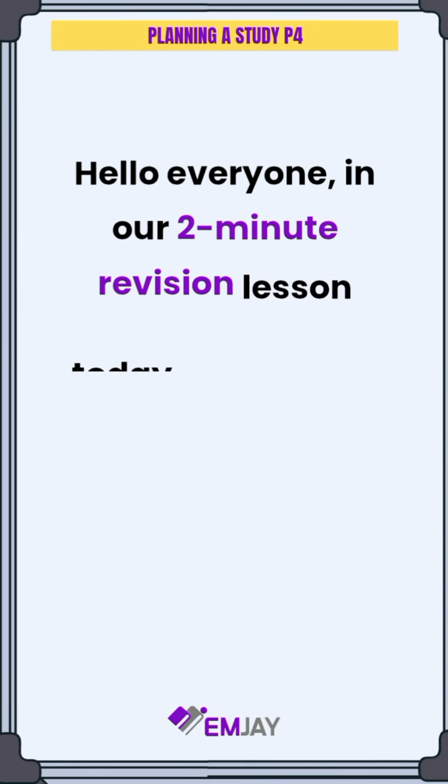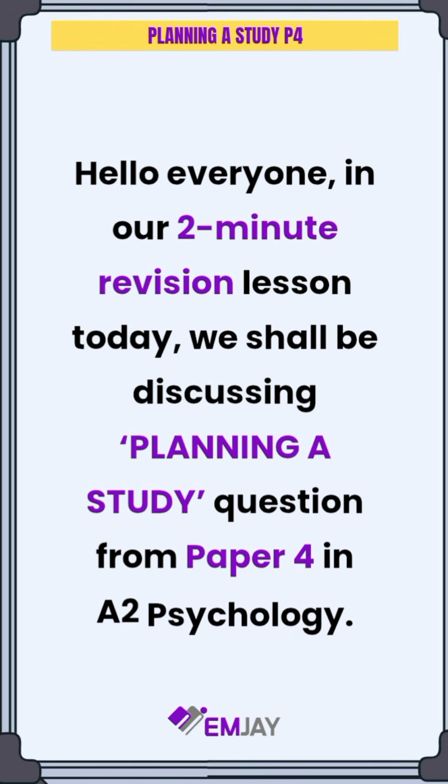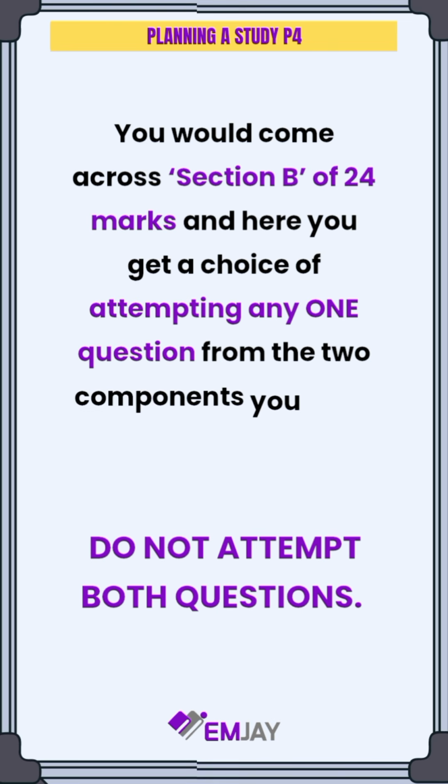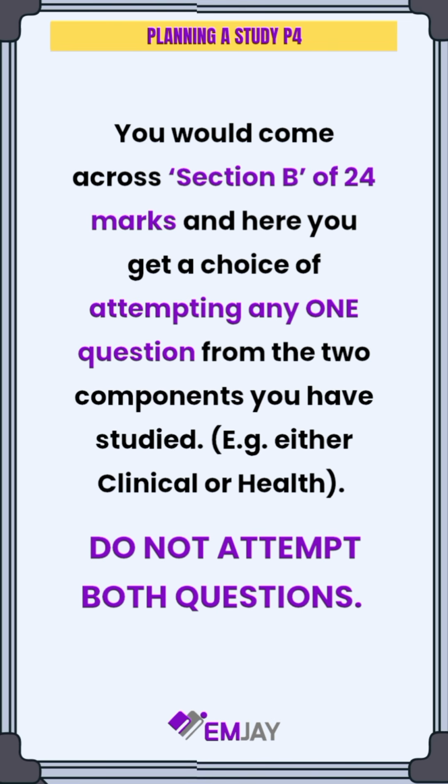Hello everyone. In our 2-minute revision lesson today, we shall be discussing planning a study question from paper 4, A Level Psychology. You would come across section B of 24 marks, and here you get a choice of attempting any one question from the two components you have studied, e.g. either clinical or health. Do not attempt both questions.